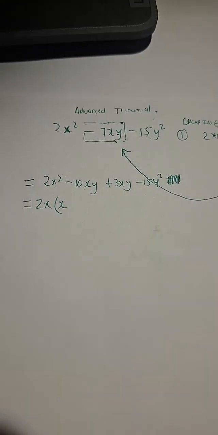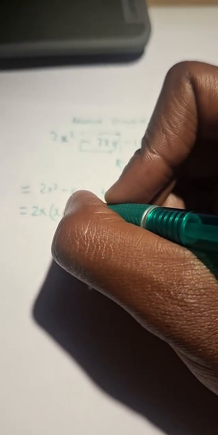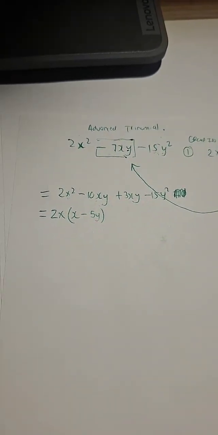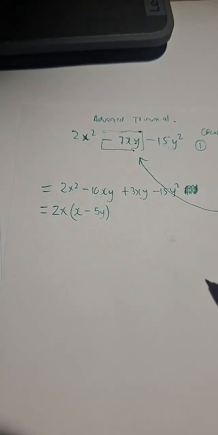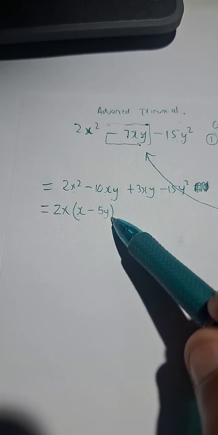Then, what are we left with on the left? X. What are we left with on the right? Thank you, MathsIsAGame. We are left with negative 5y. Let's look at the last 2. Minus 5y. Be careful, user 6489.